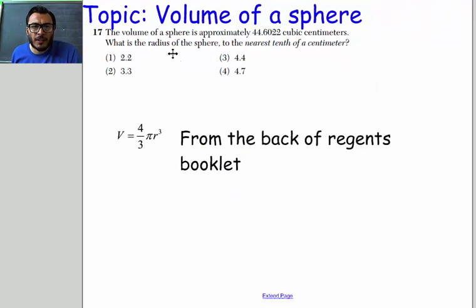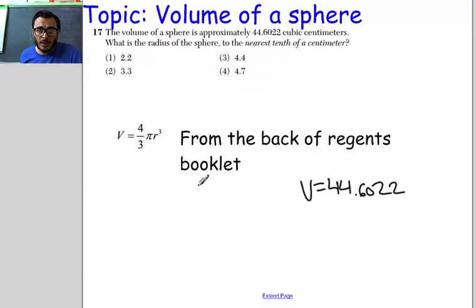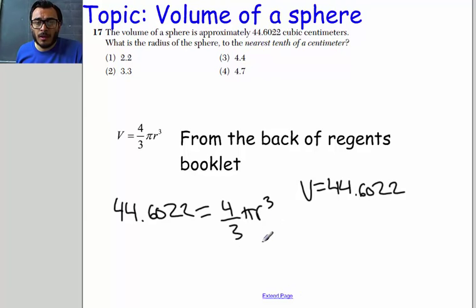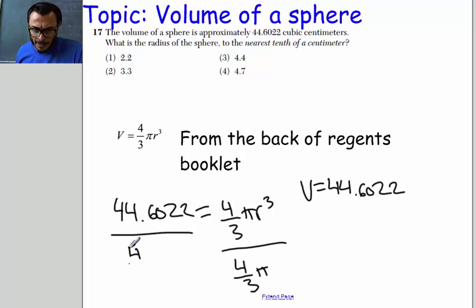Number 17 says the volume of a sphere is 44.6022, and we're being asked for the radius. So V equals 44.6022. If I substitute the volume into the formula, I'm able to solve for the radius because there's only one unknown in the equation. So I get 44.6022 equals 4/3 pi r cubed. I've got to isolate the r, so I'm going to divide both sides by 4/3 pi.